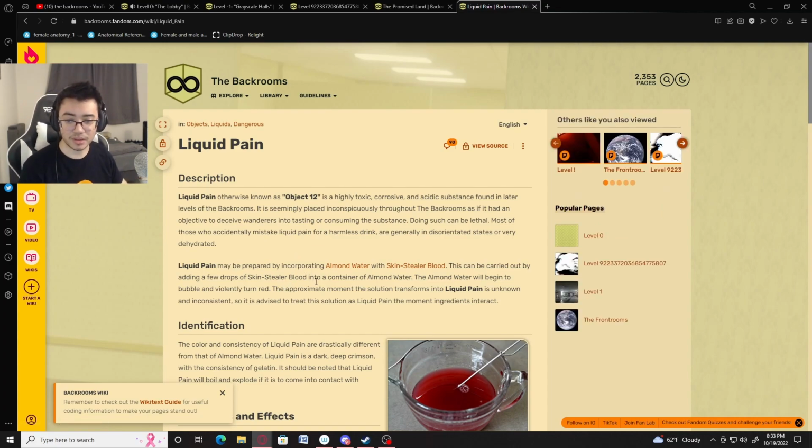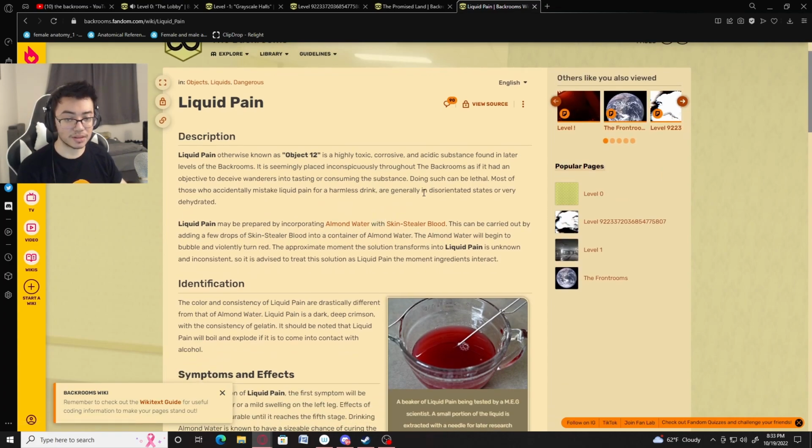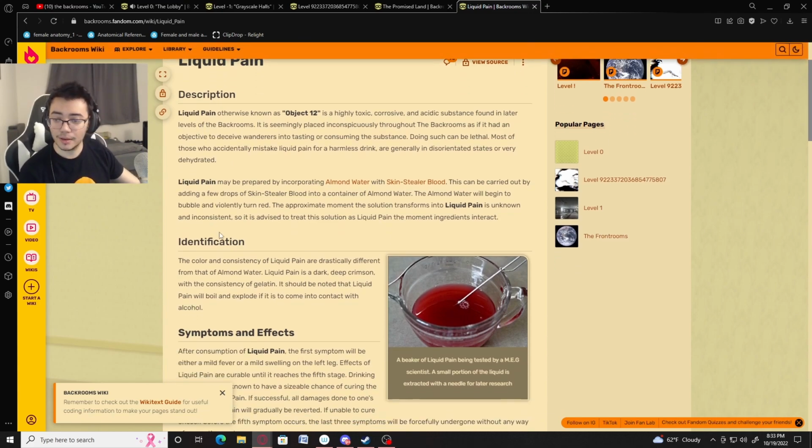Liquid pain, otherwise known as Subject 12, is a highly toxic, corrosive, and acidic substance found in later levels of the Backrooms. So it's just acid. I mean, I can imagine any sort of thing. Any acid would be considered liquid pain. Liquid pain may be prepared by incorporating almond water with skin stealer blood.